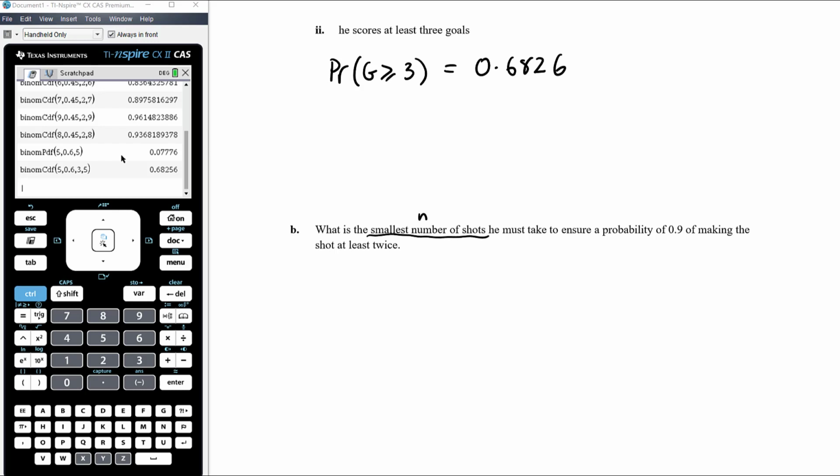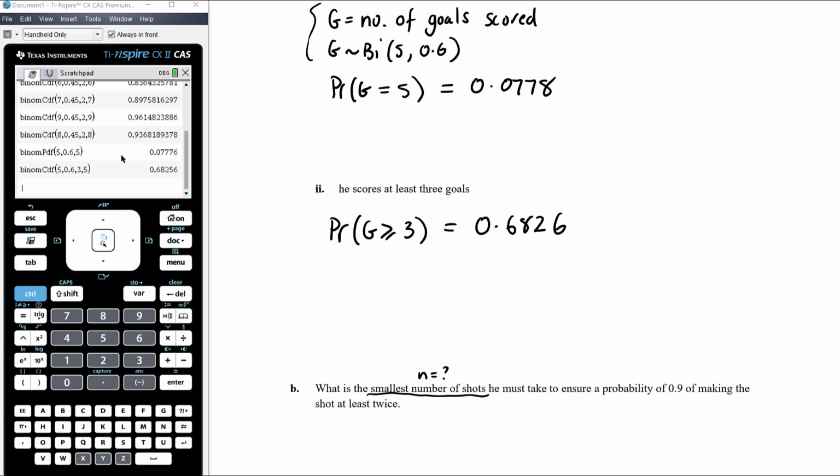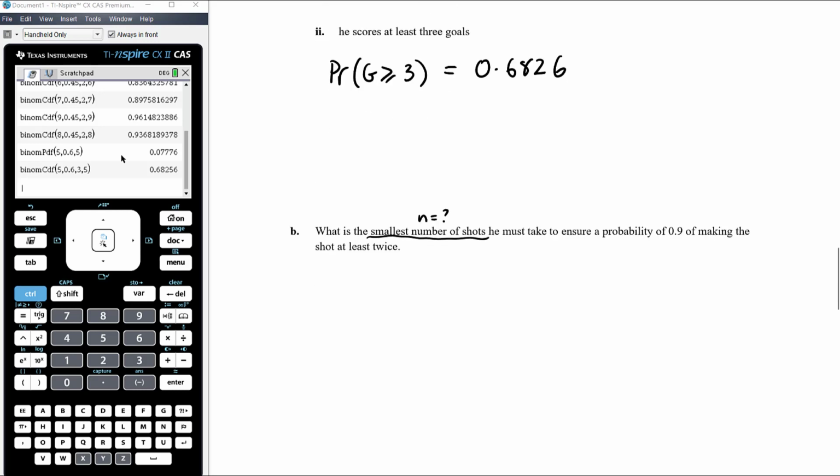So smallest number of shots, we want to know what is n. I don't need to redefine that G is the number of goals scored, but I do need to redefine this line because it's no longer n equals 5. So now G is still binomially distributed, but n is now unknown. Probability of success is still 0.6. What is the smallest number of shots he must take to ensure a probability of 0.9 of making the shot at least twice? So probability that he scores the goal at least 2 times. We want to ensure a probability of 0.9, so we want the probability to be at least 0.9.